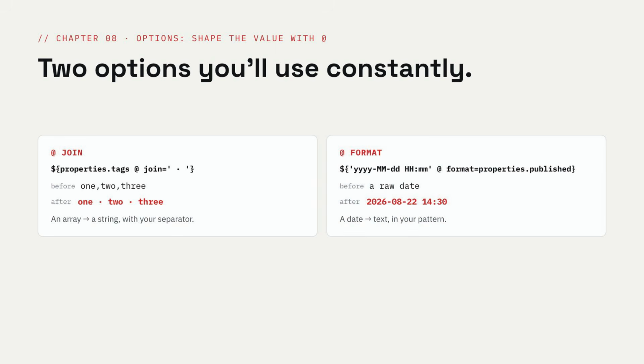Format takes a date and prints it however you want. Year, month, day, hours, minutes. Change the pattern and the output changes, the stored date stays the same. So that is the whole family, join, format and context, all after the @ sign. Two of them shape the value, one keeps it safe.